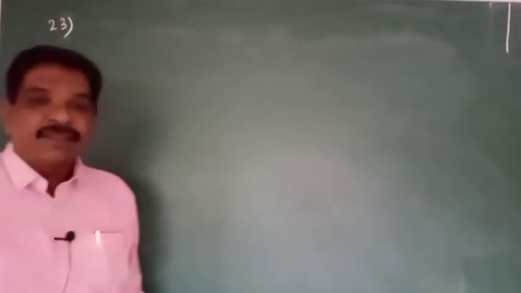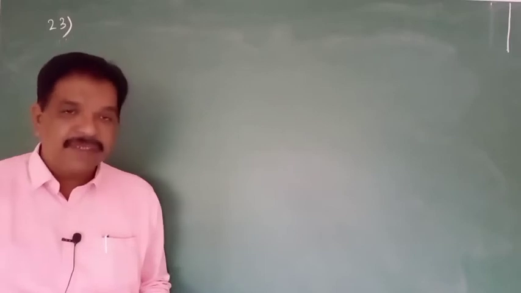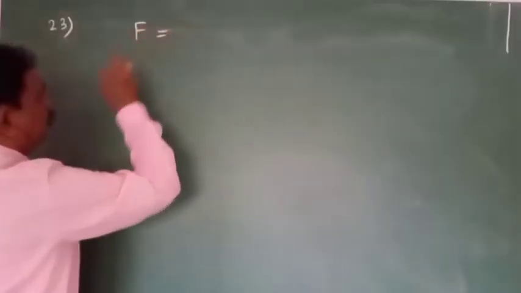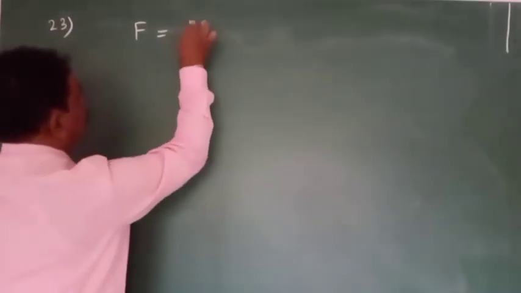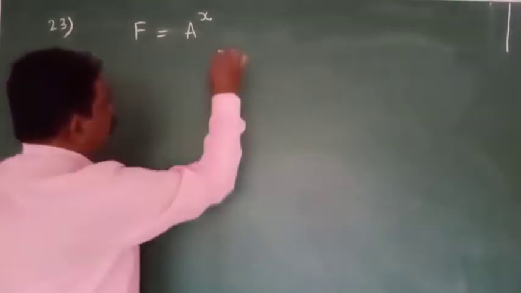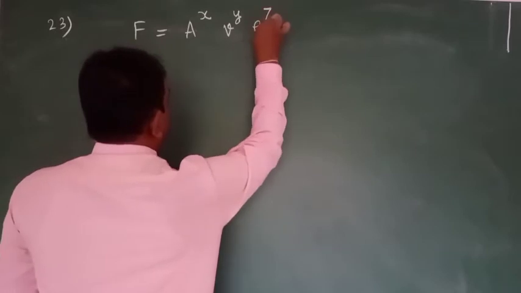What they are asking is to express force in terms of area, velocity and density. How to take this one: F is equal to capital A, area, power x, velocity, power y, density, power z. Like that we have to consider. Force depends on these three quantities they gave. What is the correct relation they are asking?